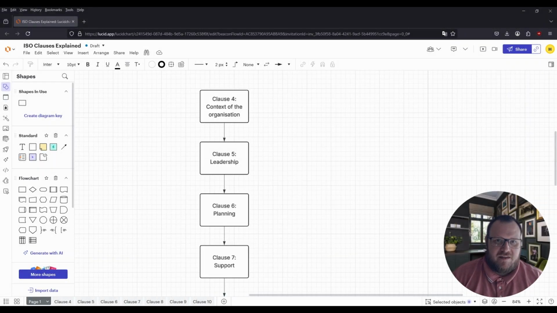So I hope you enjoyed this brief overview of the standard and the clauses within it. In the next few videos, we're going to start breaking down those clauses more specifically, and we're going to look at some tools or some activities that you can do in each standard to make sure that you meet compliance moving forward.